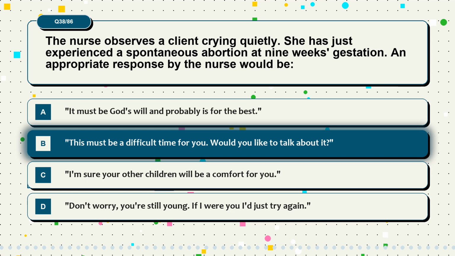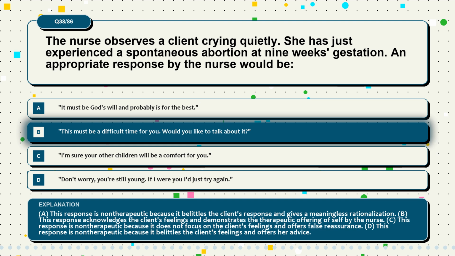The correct answer is option B. This must be a difficult time for you. Would you like to talk about it? A. This response is non-therapeutic because it belittles the client's response and gives a meaningless rationalization. B. This response acknowledges the client's feelings and demonstrates the therapeutic offering of self by the nurse. C. This response is non-therapeutic because it does not focus on the client's feelings and offers false reassurance. D. This response is non-therapeutic because it belittles the client's feelings and offers her advice.